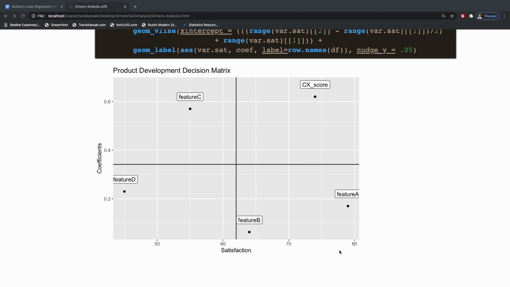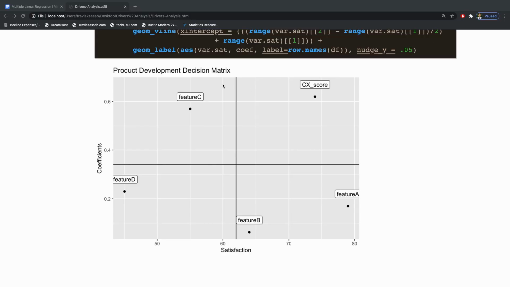We can see that some have lower satisfactions than others. So the CX score has a high satisfaction and high beta coefficient, which means that it's highly impactful, but it's already high satisfaction. So maybe it's going to be difficult to continue to improve the satisfaction here. In any case, it's a strong suit for us, this customer experience score, and maybe it should be marketed more, or maybe it should be improved.